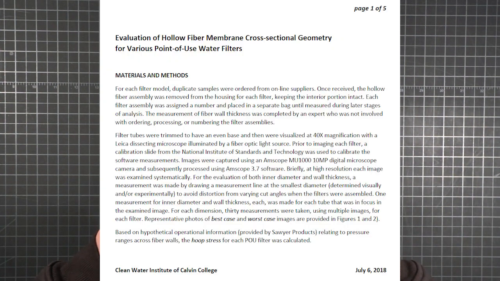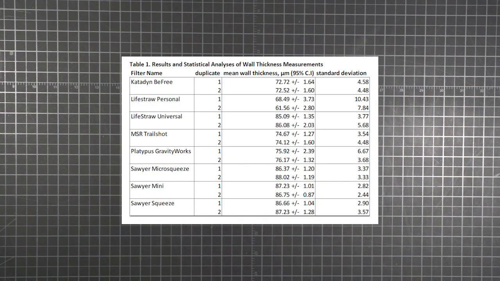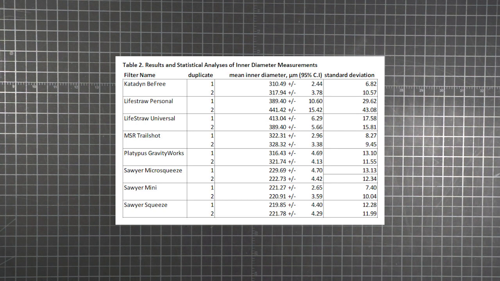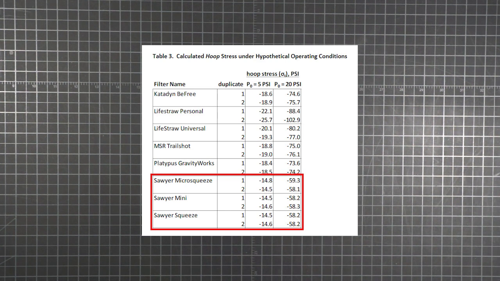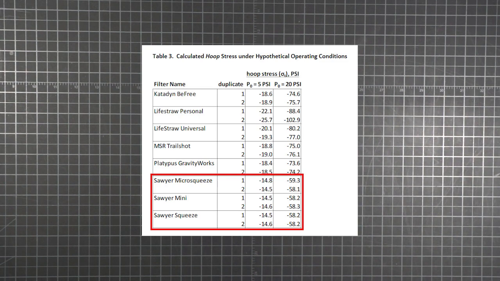So here's a lab test done by the Clean Water Institute of Calvin College. Basically, they ordered copies of several filter brands, dissected them, and examined the fibers under a microscope for measurement. Table 1 shows the results for wall thickness, with the 3 Sawyer models being the highest. Table 2 shows measurements for inner diameter, with the 3 Sawyers being the smallest. And Table 3 shows engineering calculations for hypothetical hoop stress, with the Sawyer trio experiencing the least. The Katadyn BeFree, for instance, shows almost 130% higher stress under pressure than any of the Sawyers.